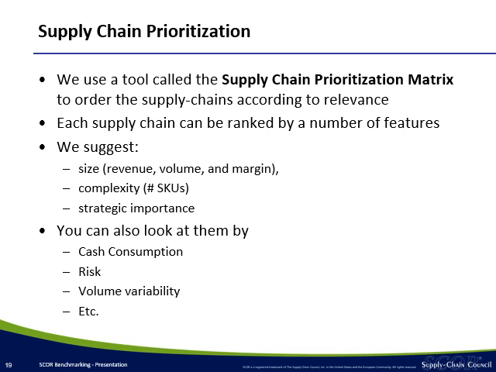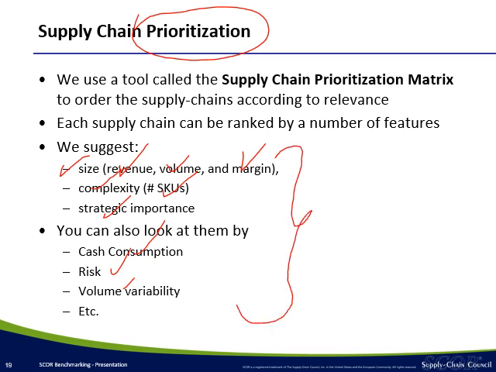Now, in order to give priority, we need to find what is important for our company. We may find that the size of the product is important, the revenue, the volume, the margin, the complexity, the number of SKUs, strategic importance, cash consumption, risk. So list whatever is important for you. And this is something qualitative. We don't want actual values. Just qualitative. Is the size important to you? Yes or no? Is the revenue important to you? Yes or no?